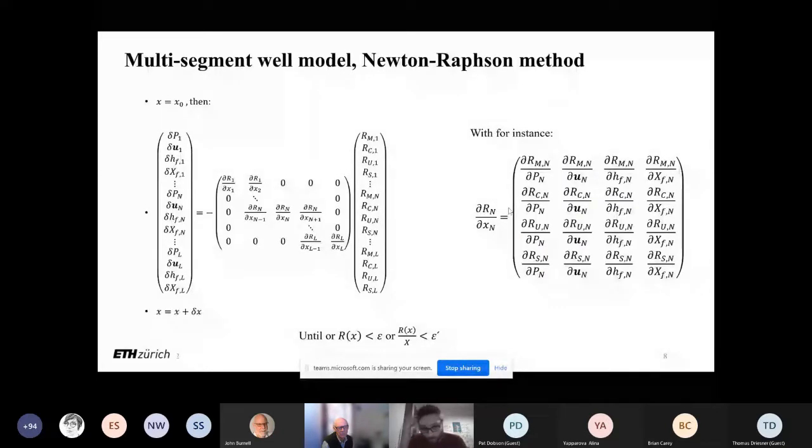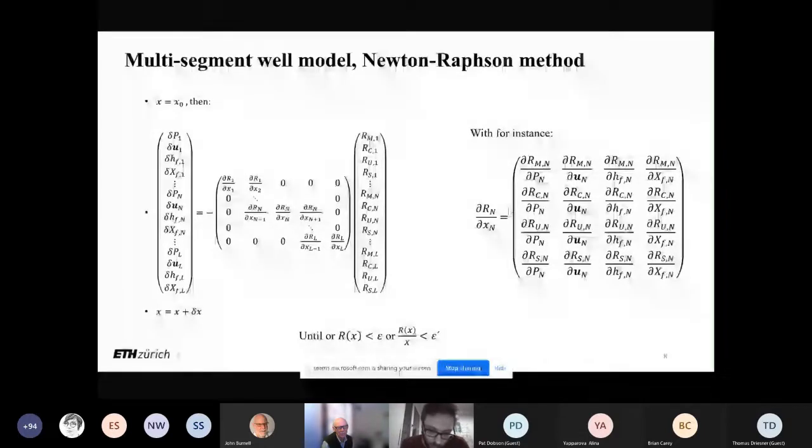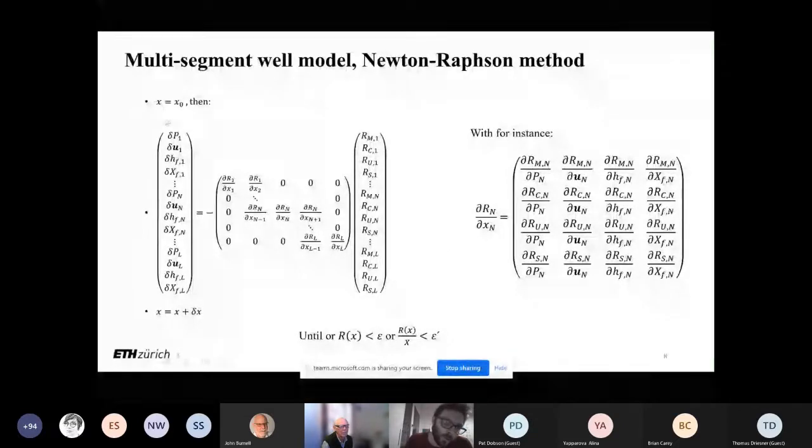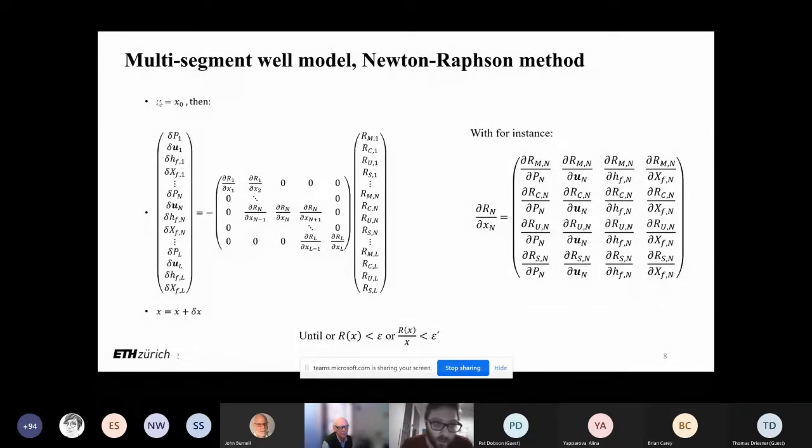So we solve the whole well in one go, in a coupled manner, using the Newton-Raphson method. At the initial time, you have the solution vector. It will contain pressure, velocity, specific enthalpy, and salt mass fraction, ordered like this, from segment 1, then 2, 3, 4, until the bottom of the well. We have an initial guess, maybe coming from the solution of the previous time step.